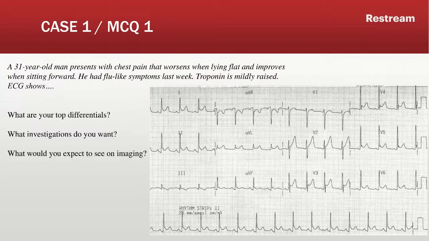Okay. So if everyone can just type in the chat, what are your top differentials for this case? 31-year-old, he's got chest pain. It's worse when he lies flat and improves when he sits forward. He had a recent infection, flu-like symptoms last week. You test his troponin, it's only very mildly raised. We can say his troponin is maybe between 20 and 30. No previous cardiac history, and you have a look at his ECG.